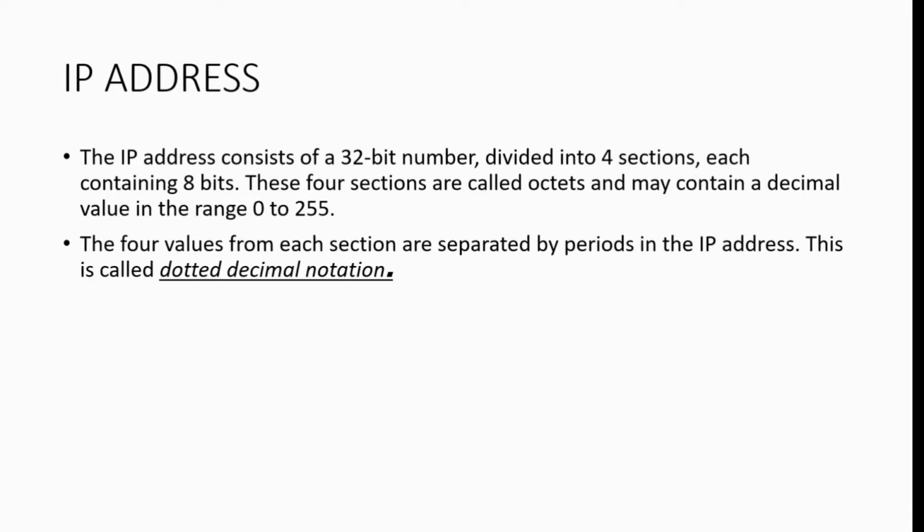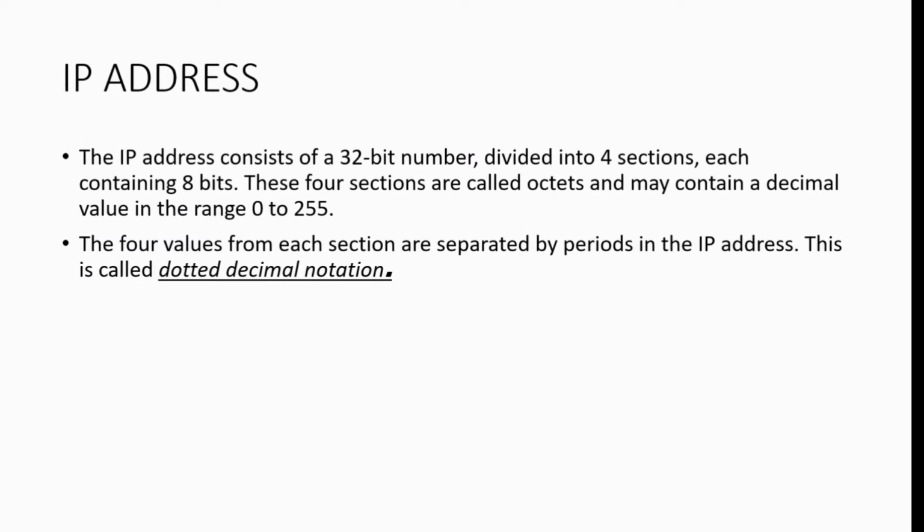The IP address consists of 32 bits divided into 4 sections, each containing 8 bits. These 4 sections are called octets and may contain a decimal value in the range 0 to 255. The 4 values from each section are separated by periods in the IP address. This is called dotted decimal notation. The next slide shows an example of dotted decimal notation illustrating a Class C Ethernet address.